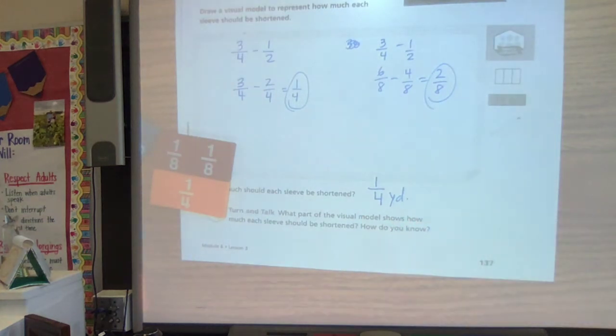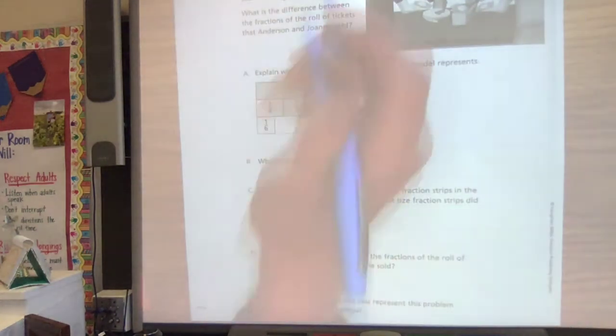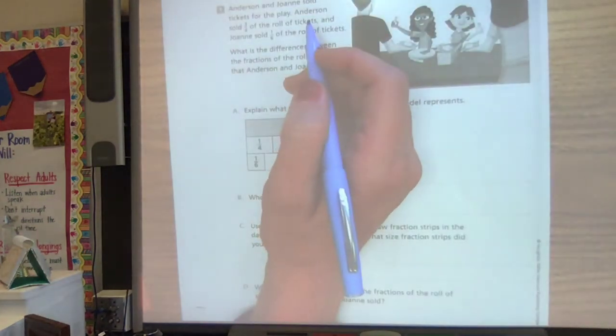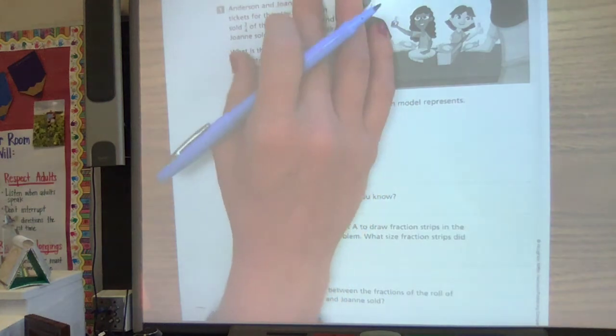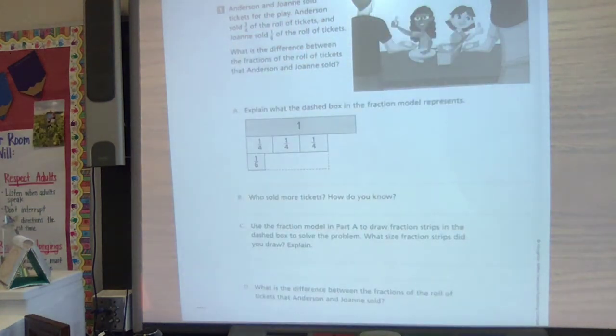Okay, let's move right along to the next page, which will be 138. Anderson and Joanne sold tickets for the play. Anderson sold 3/4 of the roll of tickets, and Joanne sold 1/6 of the roll of tickets. What is the difference between the fractions of the roll of tickets Anderson and Joanne sold?